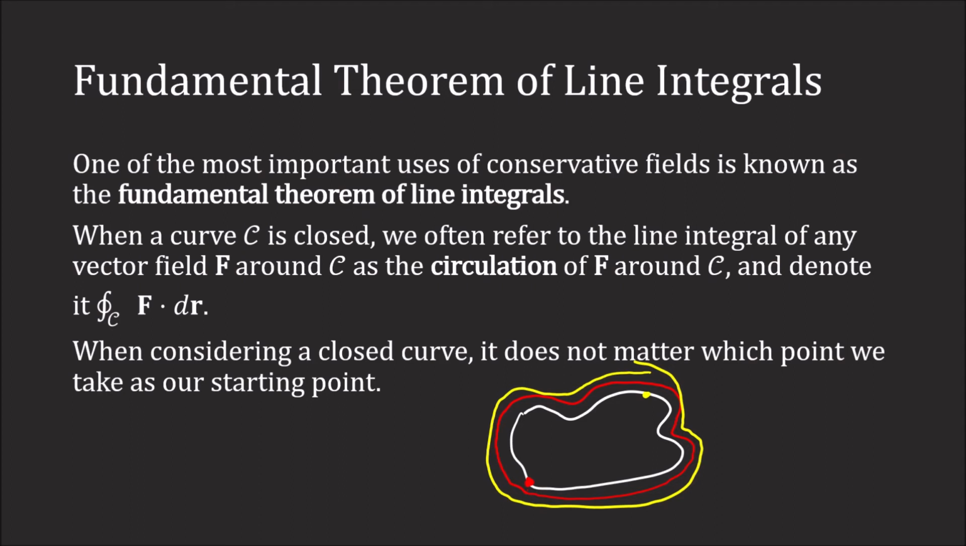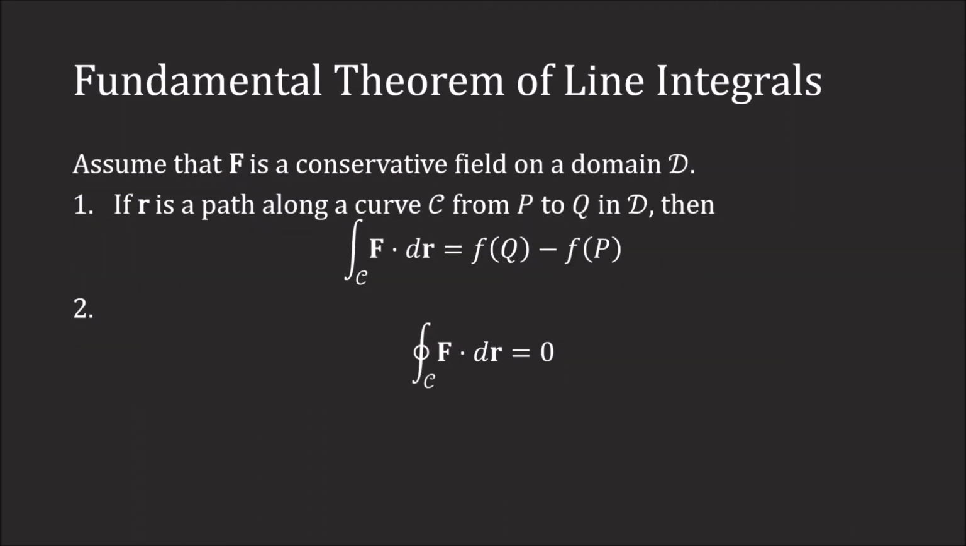Now here is the fundamental theorem of line integrals. Assume that F is a conservative field on a domain D. If r is a path along a curve C, from P to Q in D, then the line integral along the curve C of F dot dr is equal to f of Q minus f of P. And the circulation around C of F dot dr is 0.